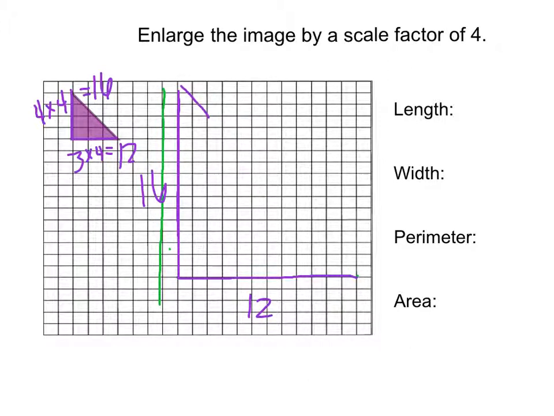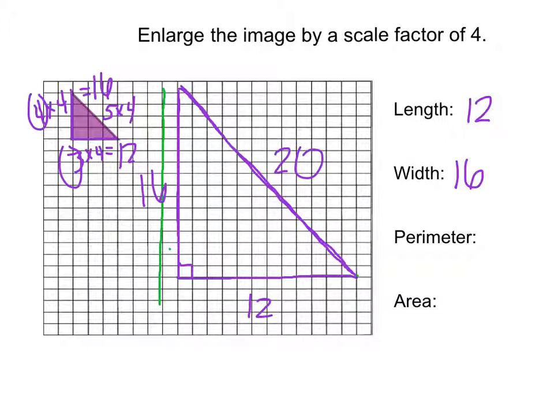We'll connect the sides together to finish our triangle. So we still have our right triangle. Its new length is going to be 12 units, and the width is 16 units. To find perimeter, we'll have to figure out how long this side is. This is a 3, 4, 5 triangle. So if we enlarge the hypotenuse by a scale factor of 4, we'll have 20.